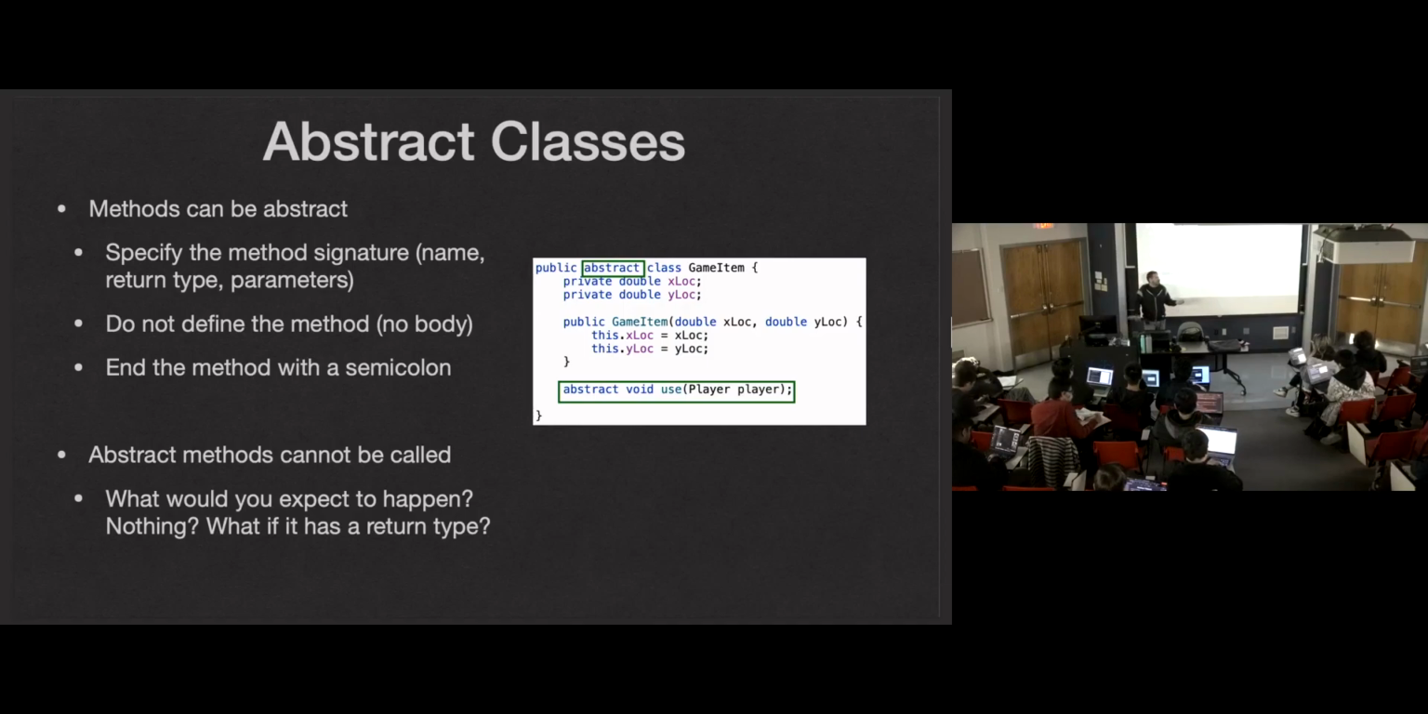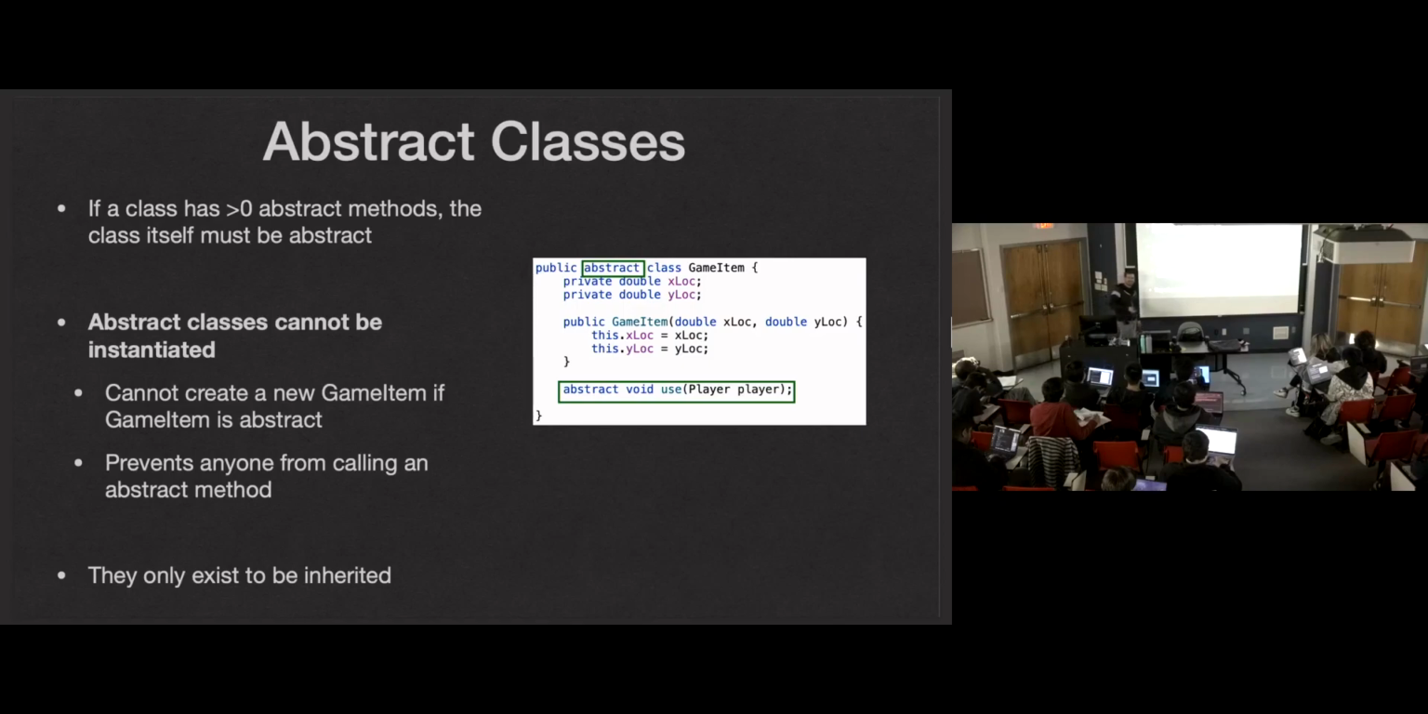The common answer would be nothing, which would actually work fine in this case. But what if the method had a return type? What would you expect it to return? If it had a return type of, say, Player, what would you expect it to return? I don't know, maybe the default value of null, maybe. But Java says, nah, you just can't call abstract methods. We're not going to let you do that.